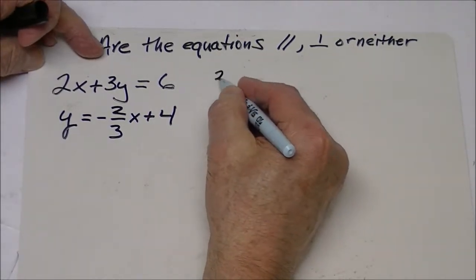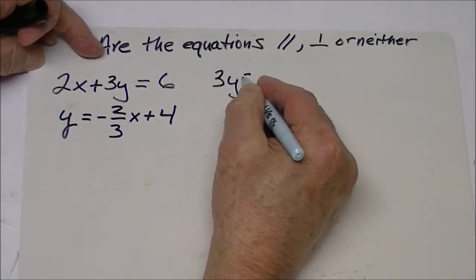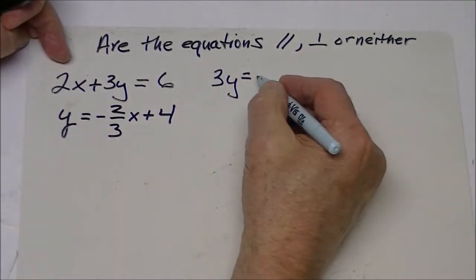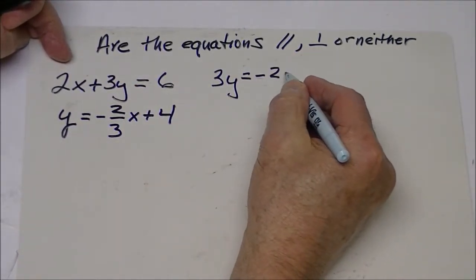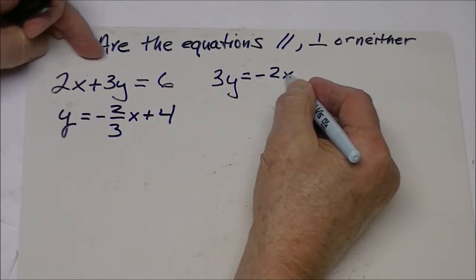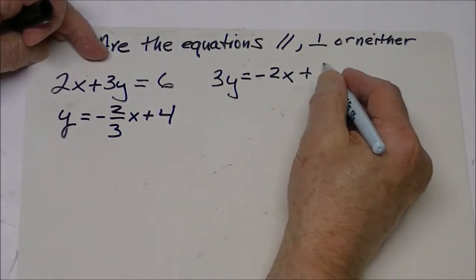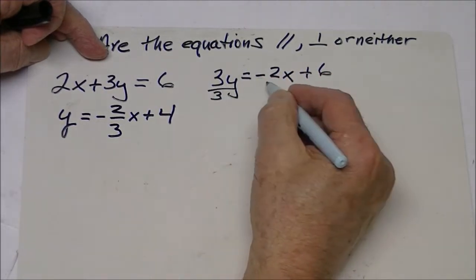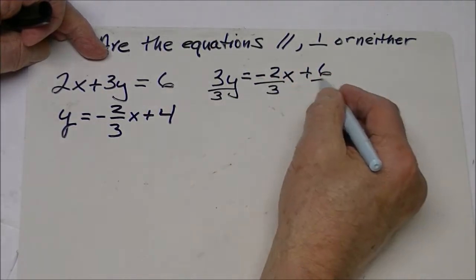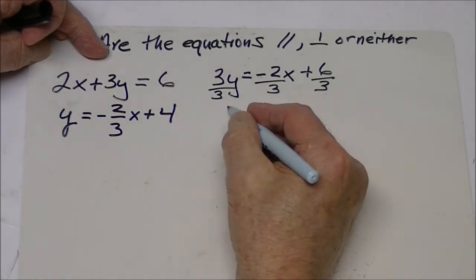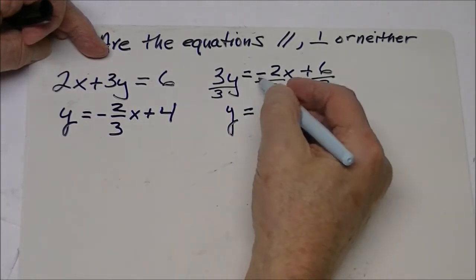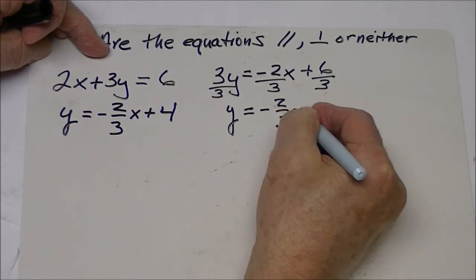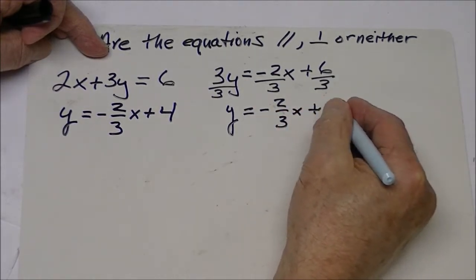So I'm going to bring my 3y, well, my 3y stays there. I'm going to bring the 2x over to the other side as a negative 2x, and then plus 6. So I divide everything by 3. I get y equals negative 2/3 x plus 2.